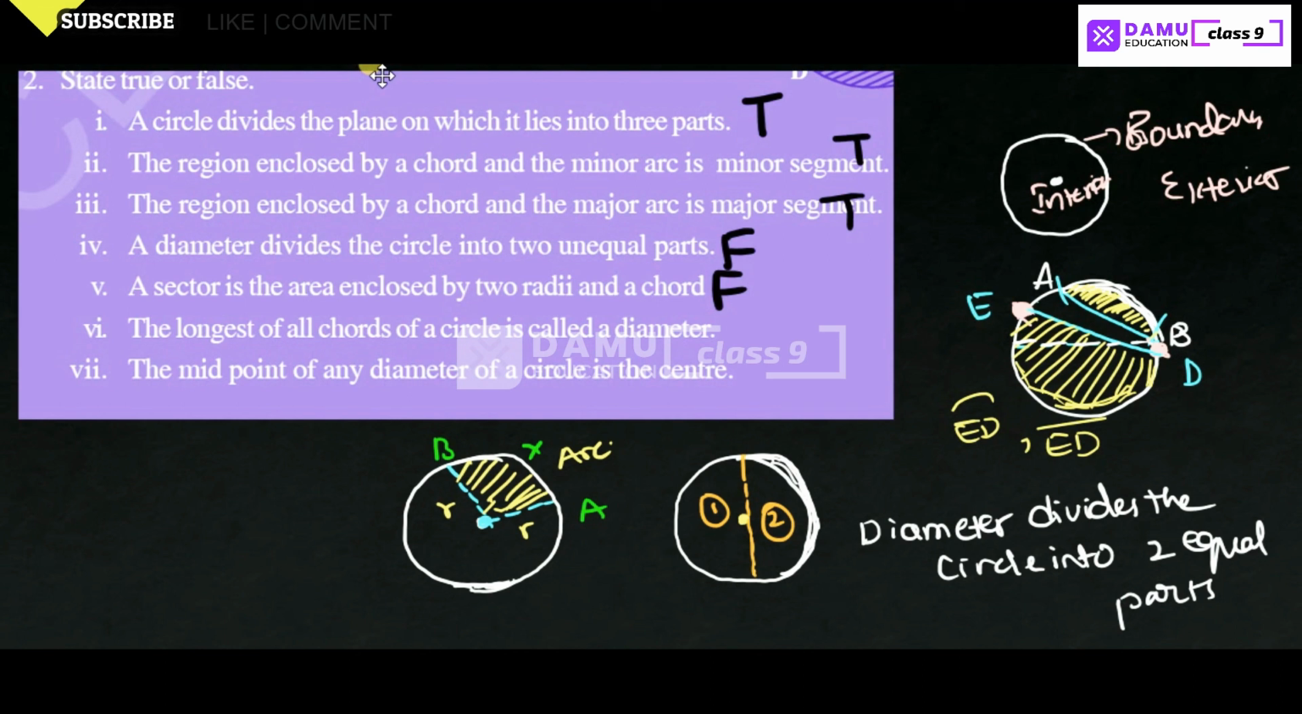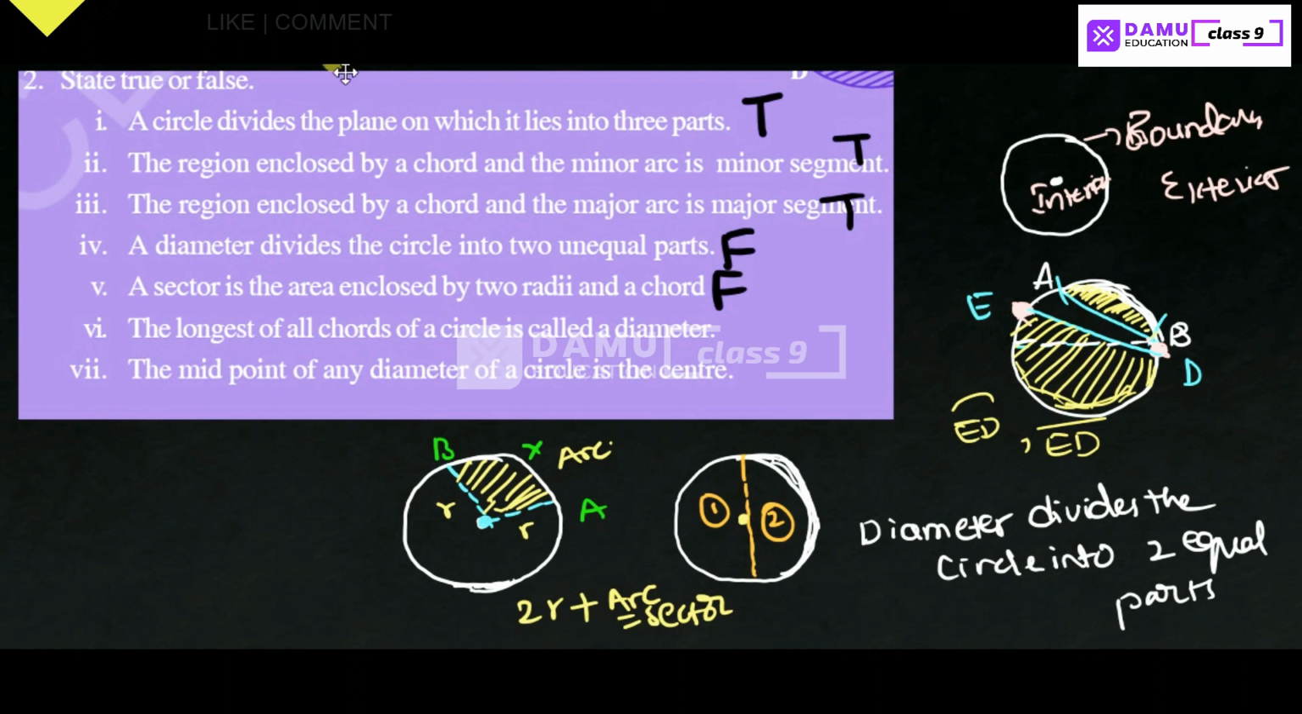So a sector is the area enclosed by two radii and one arc. That is called a sector. So you have to remember like that. Segment means always one chord and one arc. Here it is two radii and one arc. The arc is one only in both, but in a segment it is one chord, and in a sector it is two radii. So that statement is false. It will be an arc, then it is true.